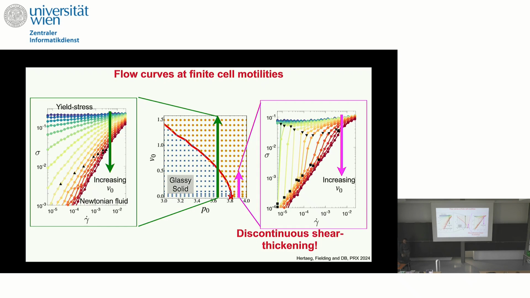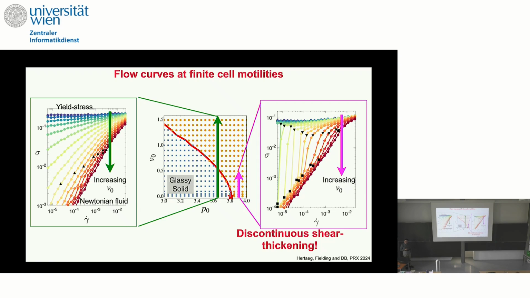Are these strain rate controlled or stress controlled? These are strain rate controlled. Thanks. Can you show which of the flow curves correspond to the boundary point? I didn't label them, but it's basically once you get past the boundary, you will not have a yield stress over here. I don't have the value. I can show you offline.